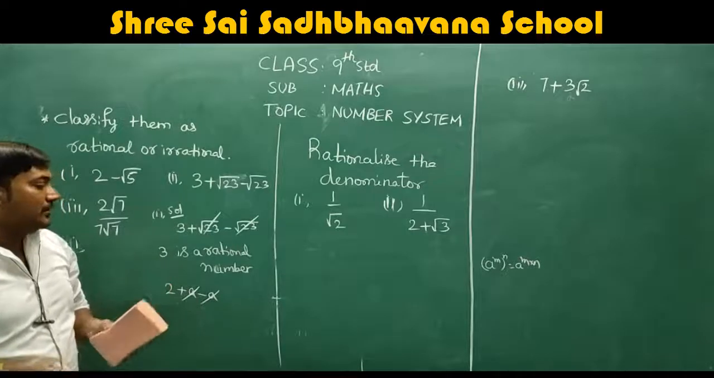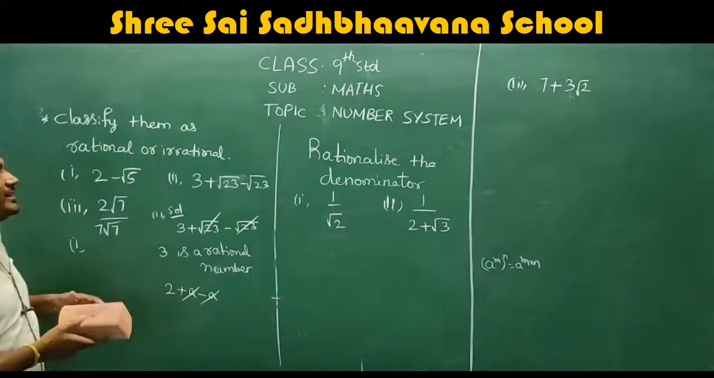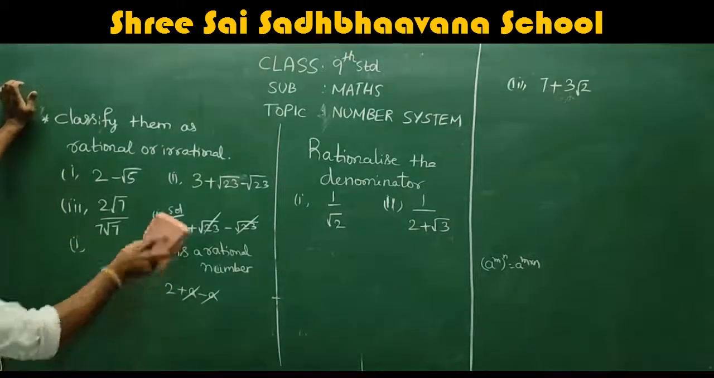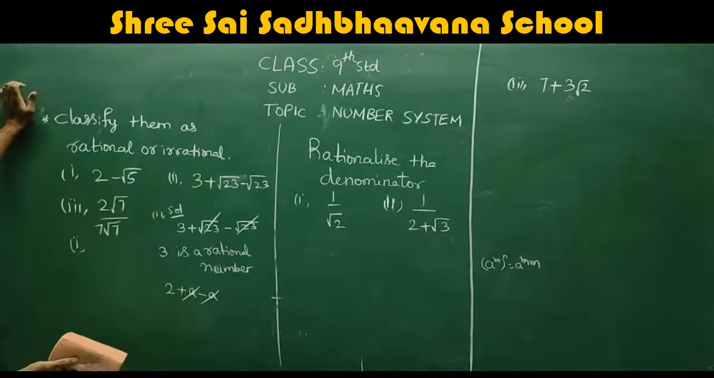Okay? So in this case, 3 plus root 23 minus root 23 will be 3 because root 23 and root 23 will get cancelled. Correct? Because both are of different sign with the same value.